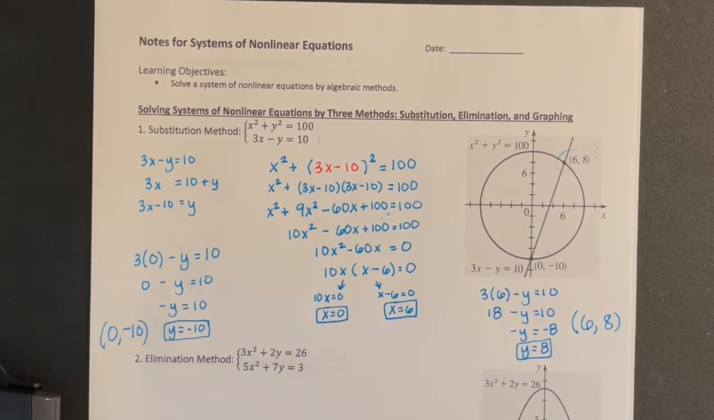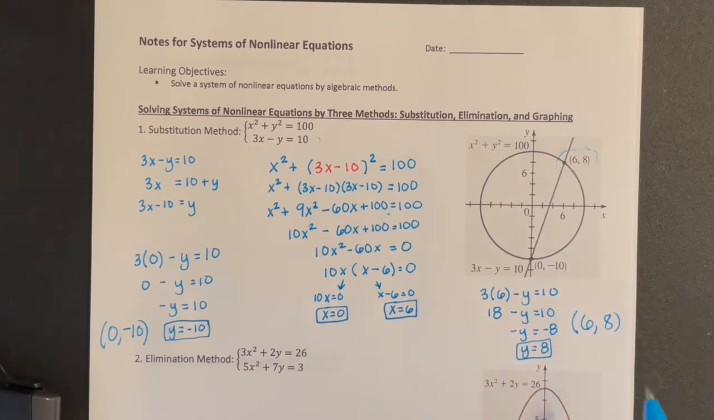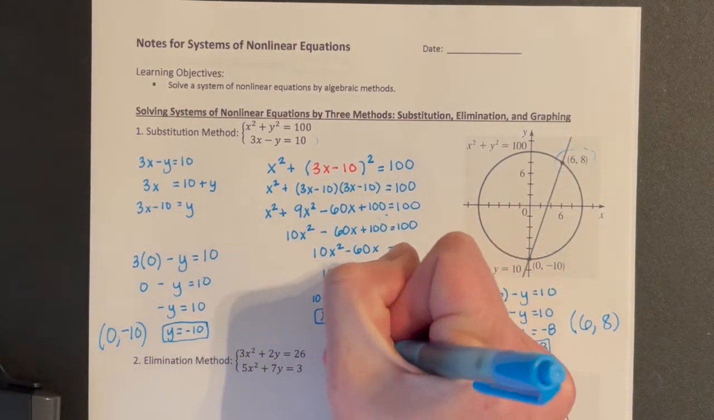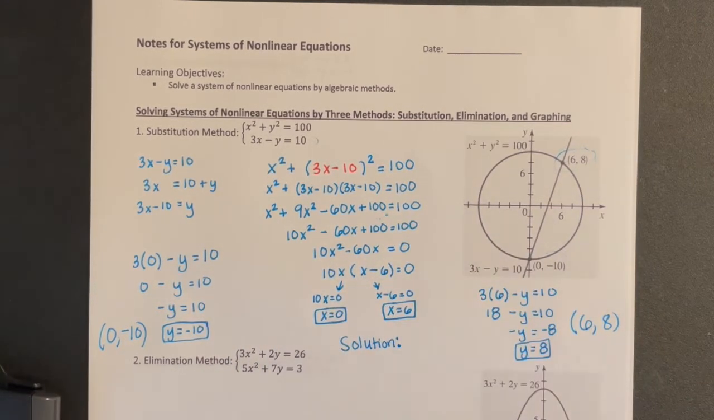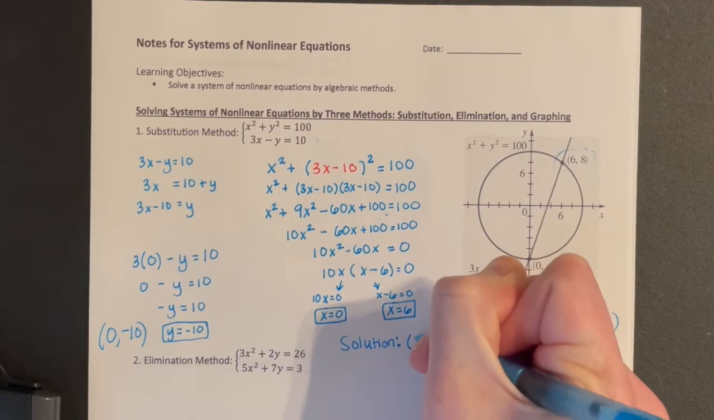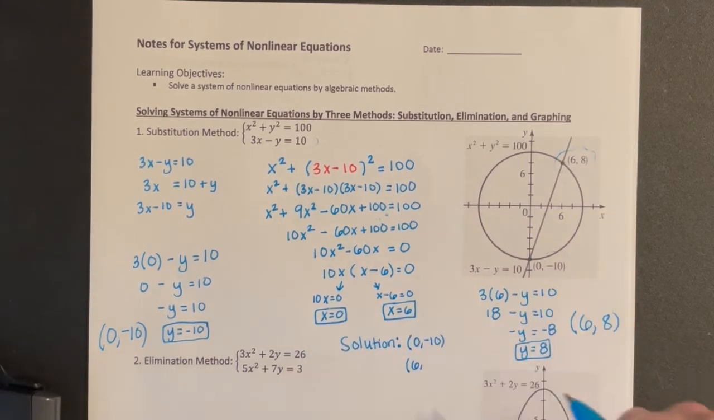So we found both parts of the solution, 6, 8, and 0, negative 10. You're just going to want to write them out as your coordinates. So if I organize my work a little bit better, it would have been 0, negative 10, and 6, positive 8.